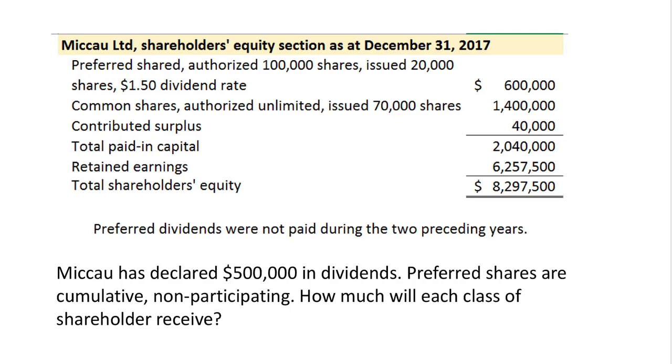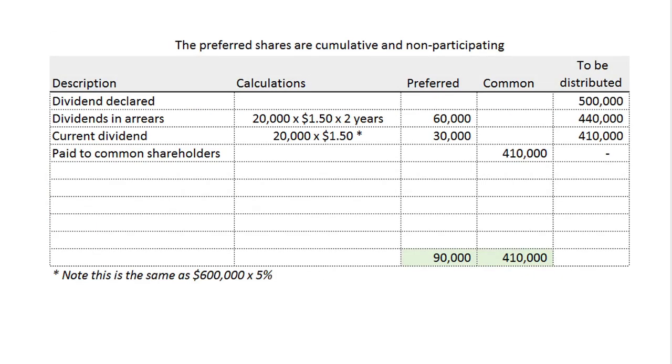Same exact question, except now the preferred shares are cumulative, still non-participating. Still working on the worksheet, 500,000 dividends declared. This is the amount that's to be distributed. And now we simply calculate the dividend in arrears, and we see that it's still the $1.50 for 20,000 shares times the 2 years. Current dividend, 30,000. People say, well, could I combine those? Yeah, sure, go ahead. Paid to common shareholders, then everything else. Journal entry would be exactly the same as before.